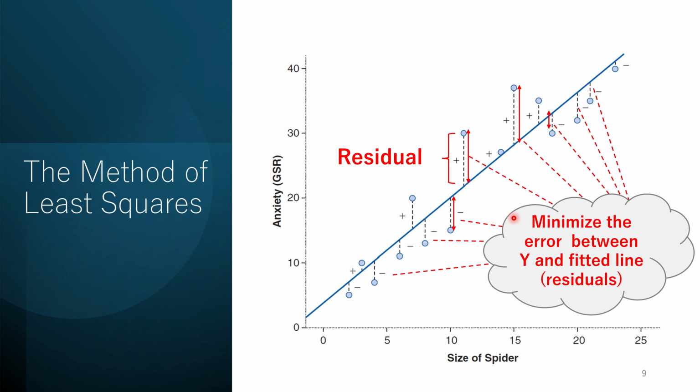So now we move to how the regression line is actually calculated. This is called the method of least squares. The idea is simple. We draw a line that makes the difference between the observed data points and the line as small as possible. Minimize the error between y and the fitted line. That is the idea of OLS or simple regression.